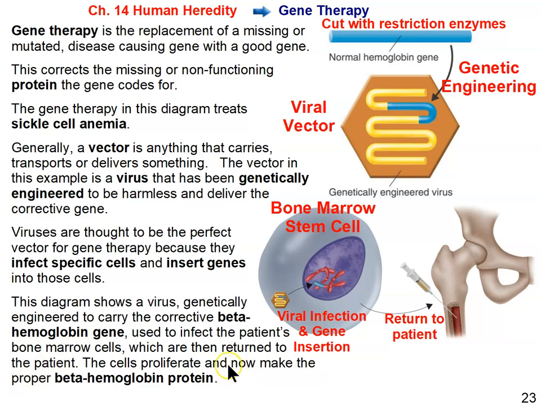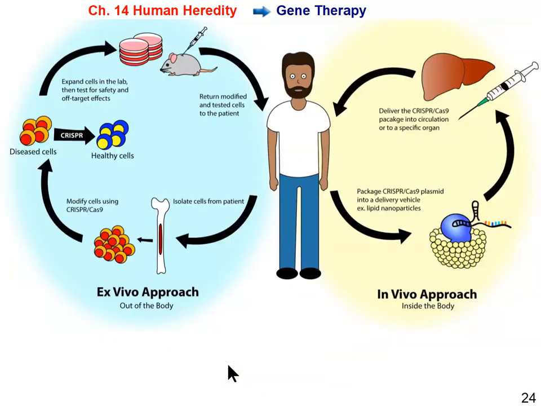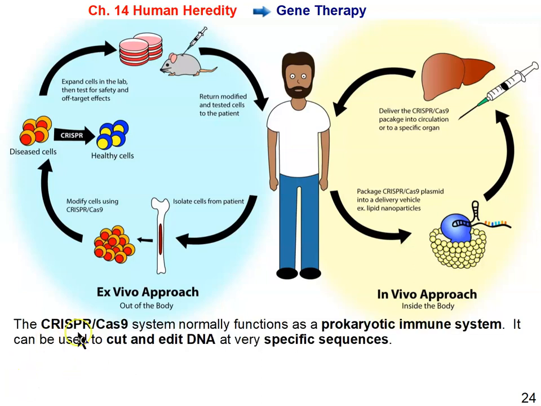So that's the viral method, but there's also what has come along very recently, CRISPR. You may have heard of CRISPR, which is a brand new biotechnology that is also based on the restriction enzymes that we found in bacteria. So CRISPR is actually part of the immune system of bacteria, just like restriction enzymes are part of the immune system of bacteria. And it's referred to as the CRISPR-Cas9 system. And again, it normally functions as a prokaryotic immune system, but we've been able to harness that as a tool.